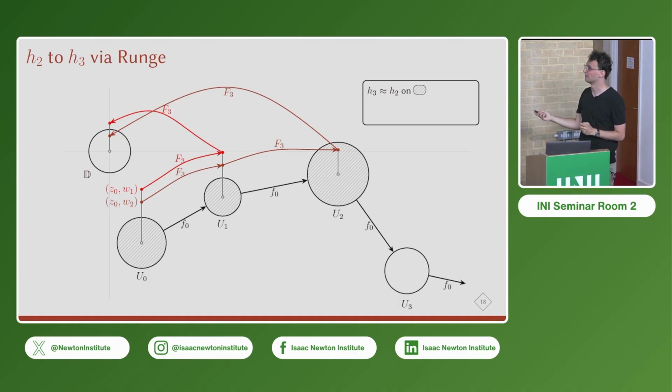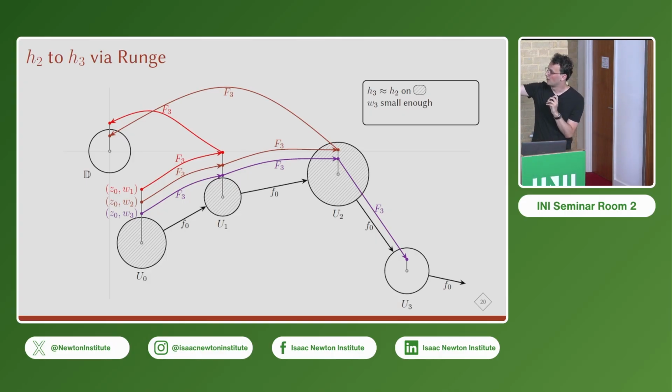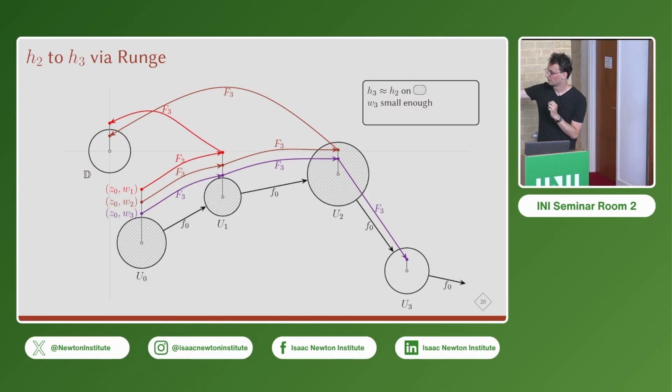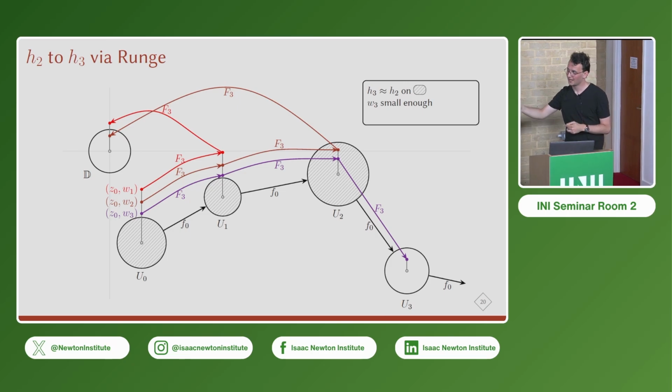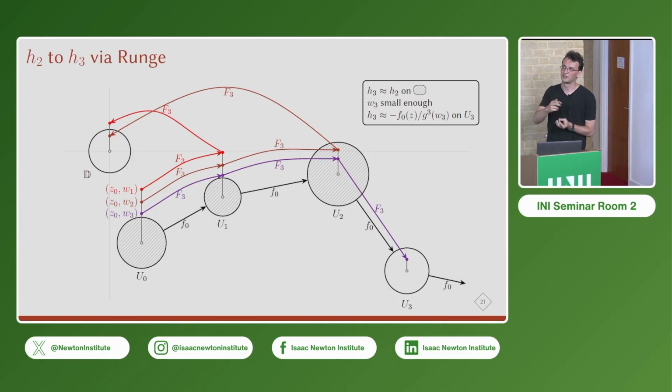And once we have done this, we now want to get our W3. And if we choose W3 very, very small, by continuity, we can get it to be mapped along the dynamics of the fiber to U3. And then lastly, we choose H3 on U3 in such a way that we counteract the dynamics on the fiber and get mapped back to the bidisk.